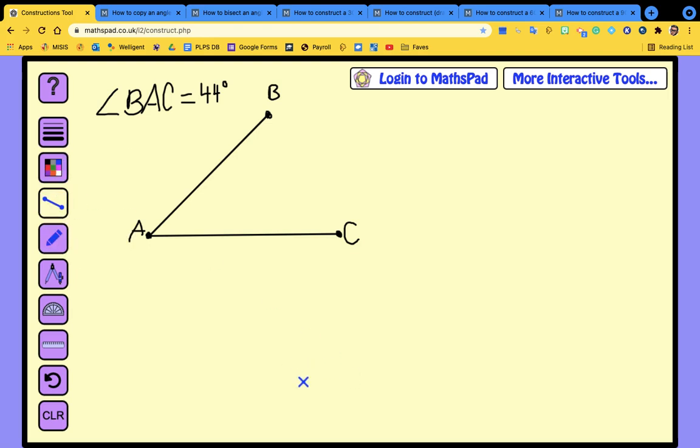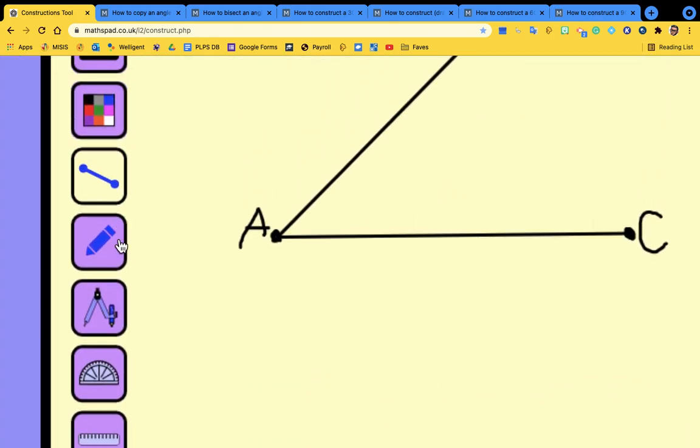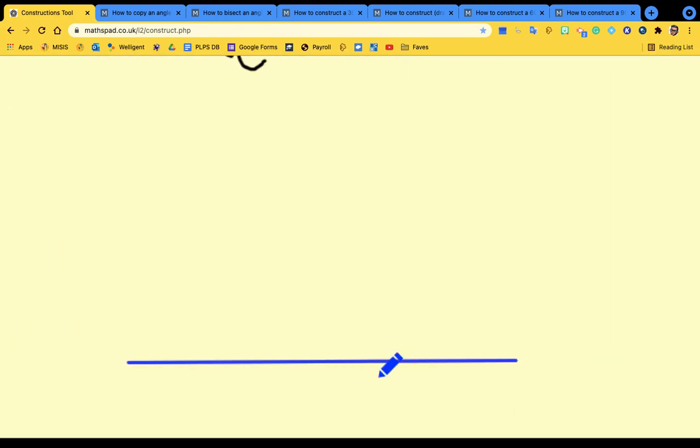Let me start by drawing a segment like this. I need 2 points, a point there and a point there. I'm going to call this D and E, just like that.